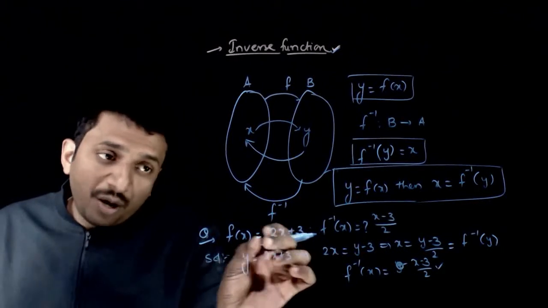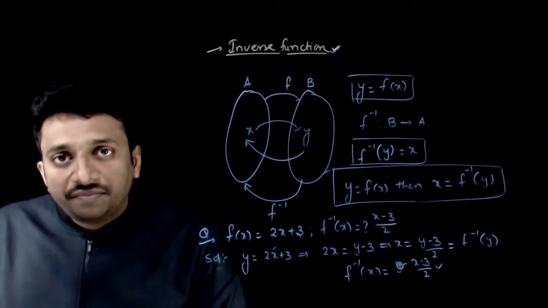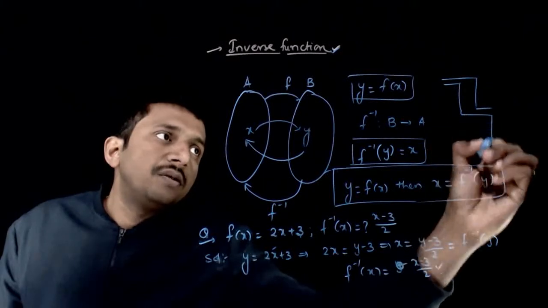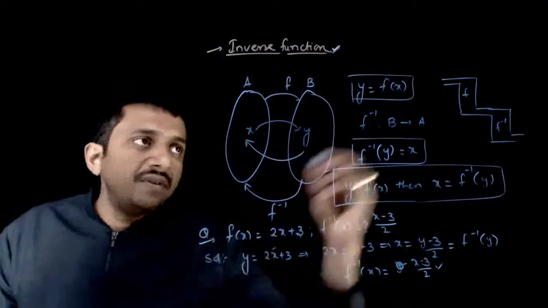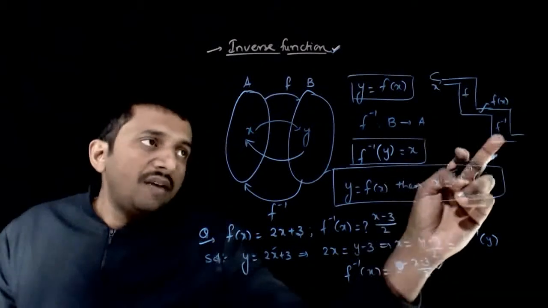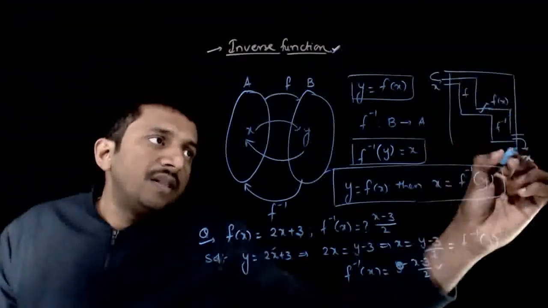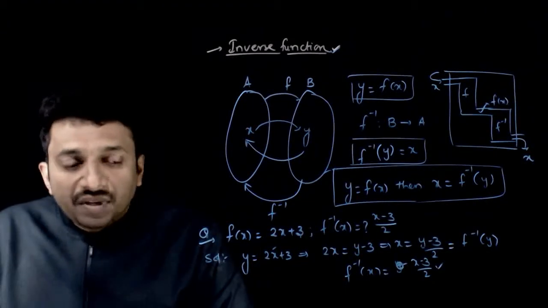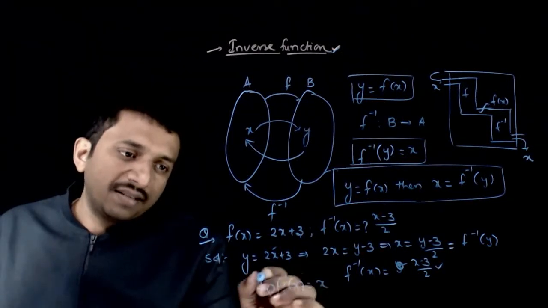And the important property is that f of f inverse will always be equal to the identity function. If you see the machine interpretation of this, if you have the function f and you have the function f inverse, f converts x to f of x, and f inverse converts f of x back to x. That means the effective machine becomes the identity function. So f of f inverse of x is nothing but x.